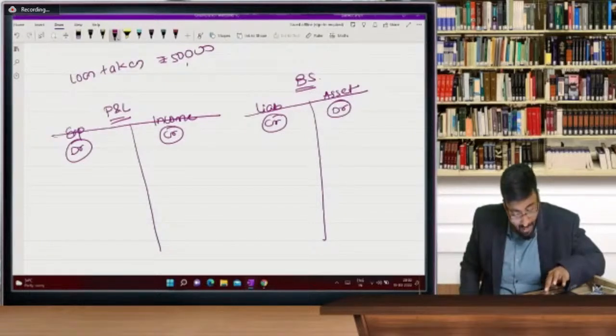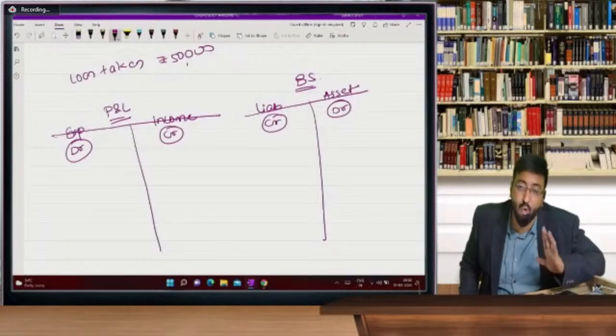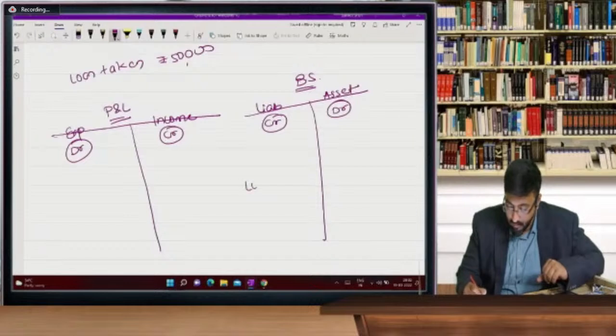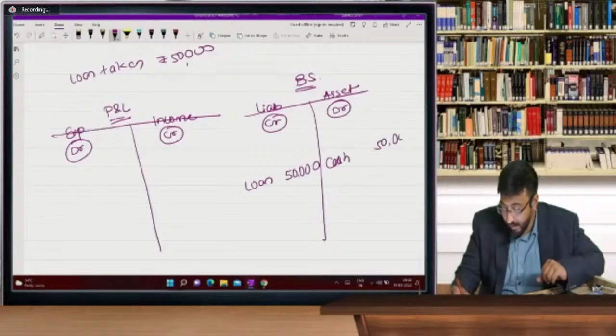सुमित, only balance sheet liability side पे लिया तो टैली होगा क्या रे? You tell me, टैली होगा? Every debit has a credit. Loan 50,000 and cash asset side 50,000.